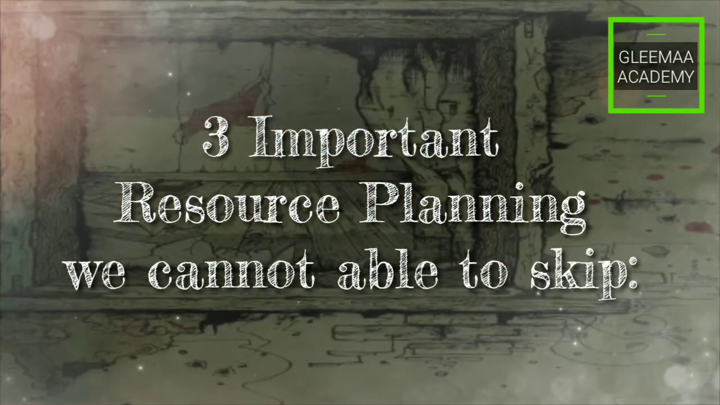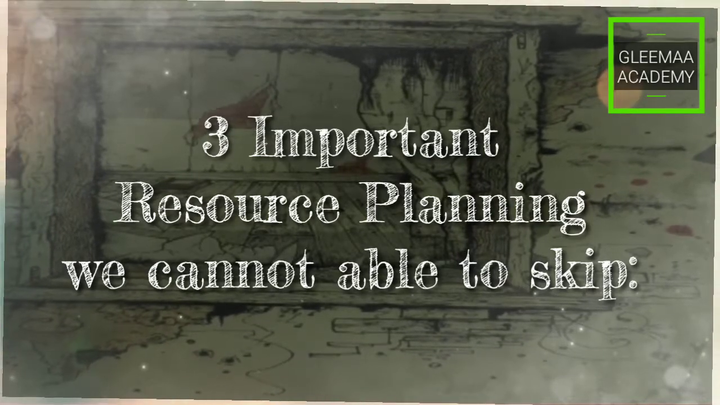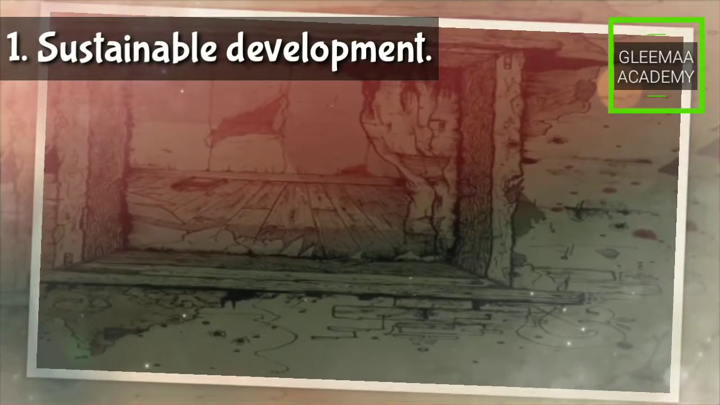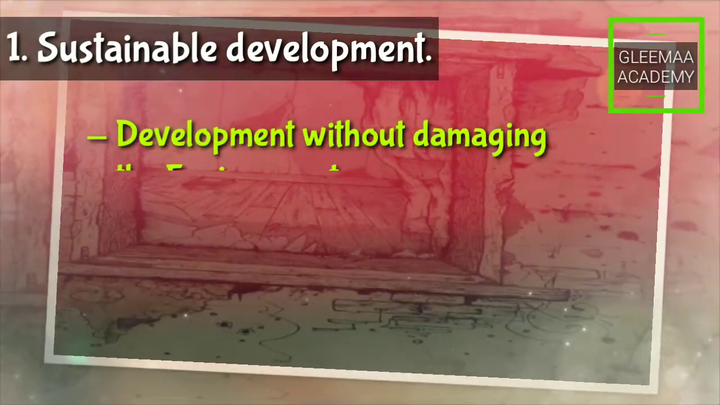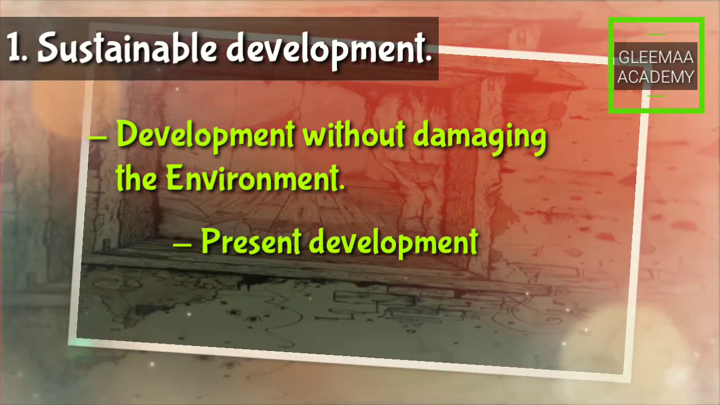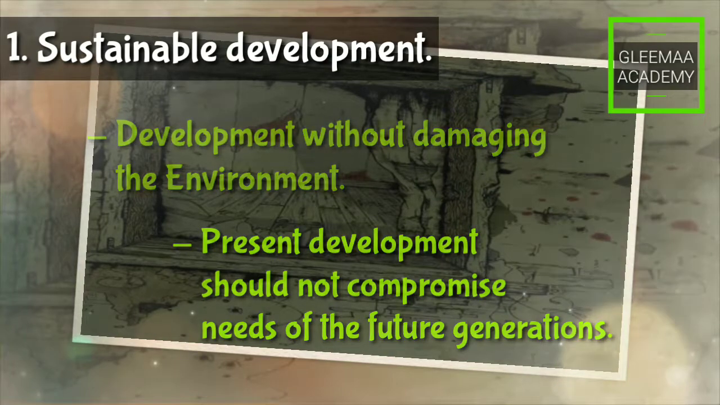While talking about resource planning, there are three important terms which we cannot skip. Number 1, sustainable development. It means development should take place without damaging the environment, and development in the present should not compromise the needs of future generations.